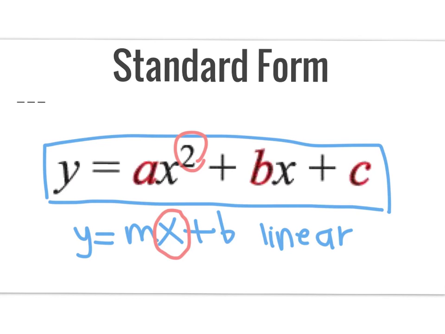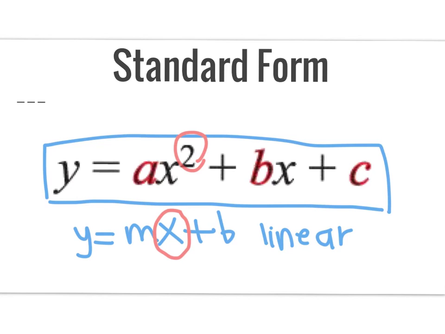And a, b, and c are just going to be numbers. We represent a, b, and c as random variables, but when we write it in our problems, we should have actual numbers, whether negative or positive, in front of x squared, x, and c.